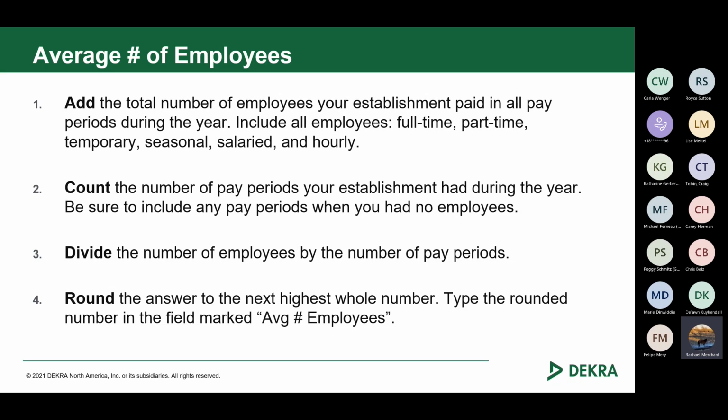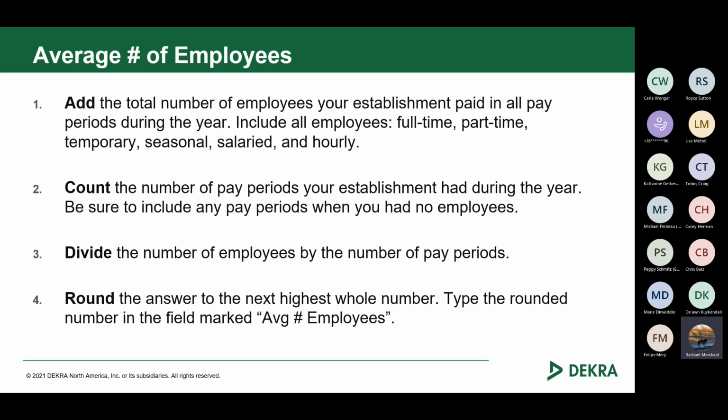And then you would want to count the number of pay periods your establishment had during the year. Just be sure to include any pay periods when you had no employees also. Then you divide the number of employees by the number of pay periods, and of course, round the answer to the next highest whole number, and then type the answer into the field marked average number of employees.